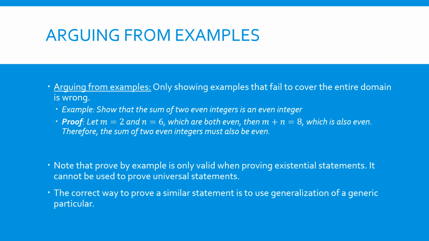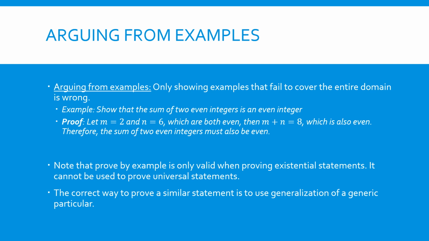Next, we have an error called arguing from example. For example, show that the sum of two even integers is an even integer. One may prove the statement by making an example where the two even integers take values of 2 and 6, and showing that their sum 8 is also an even integer. The proof is incorrect as it does not discuss other values in the domain that the variables can take.